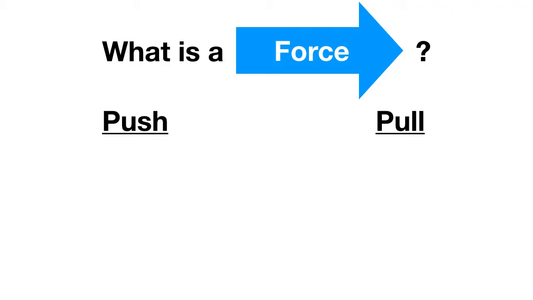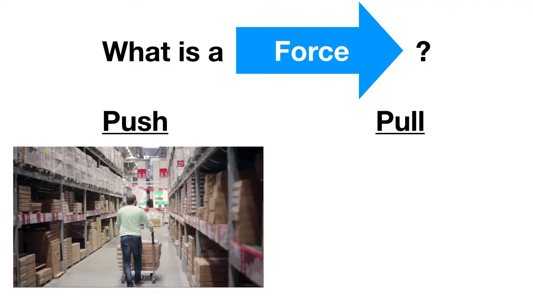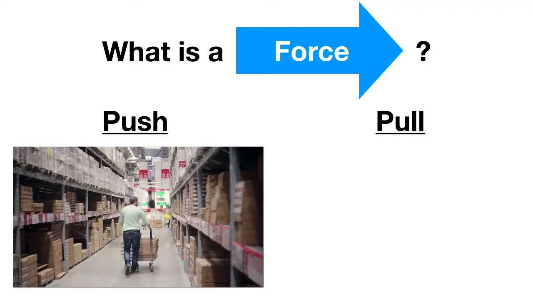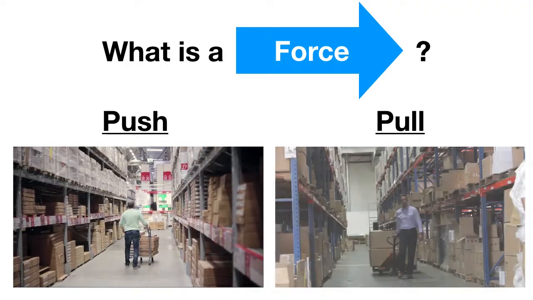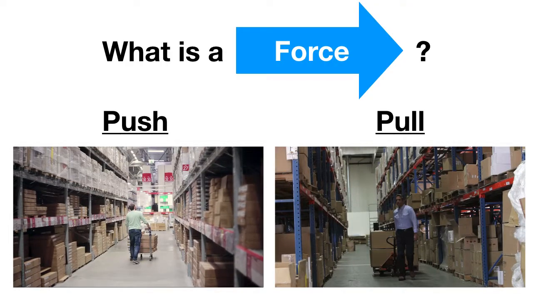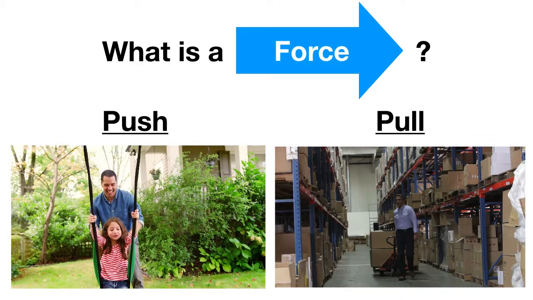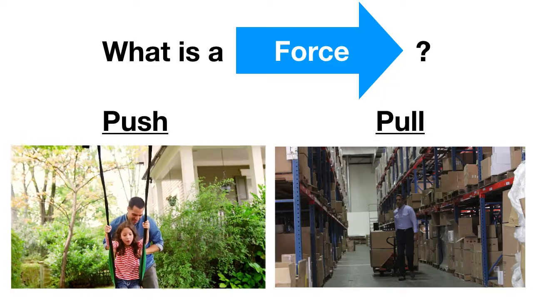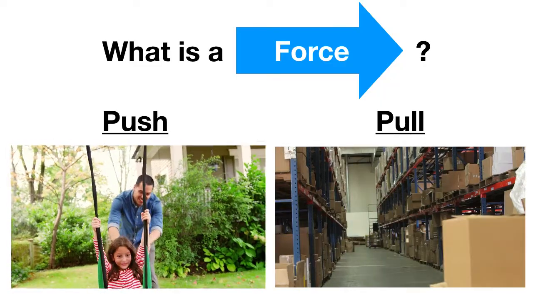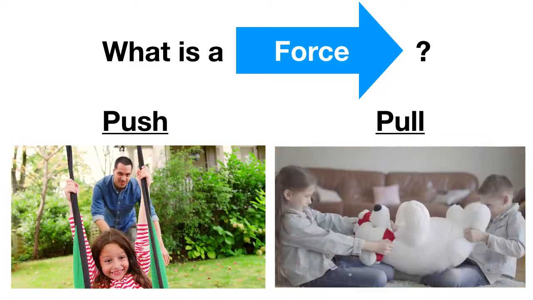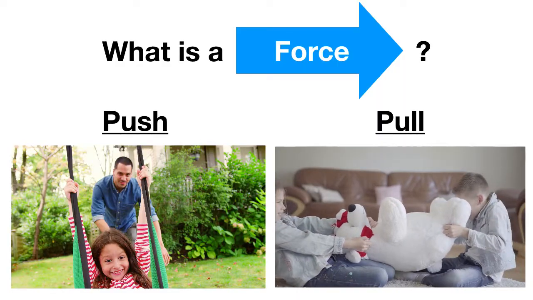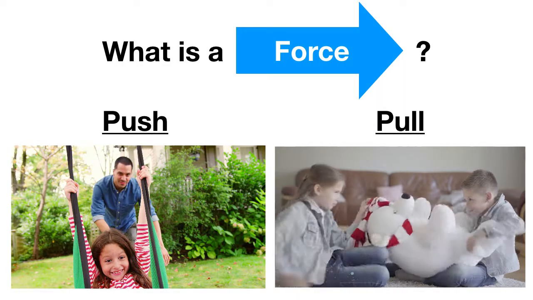Let's look at some examples. In this video, a man is pushing a shopping cart through a store. And in this video, a man is pulling a shopping cart through a store. Let's look at some more examples. In this video, this dad is pushing his daughter on the swing. And in this video, two siblings are pulling on this stuffed animal.